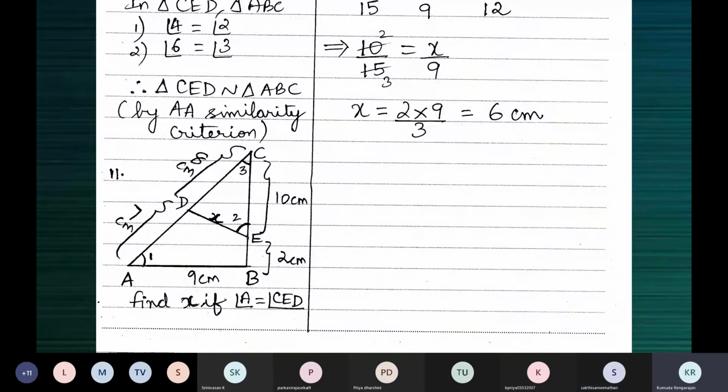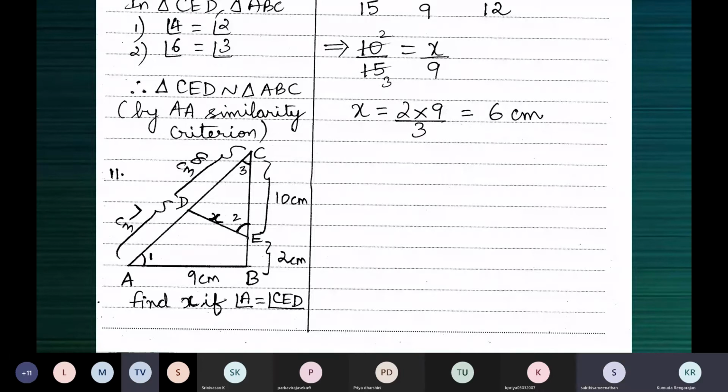What is the order? Vertex A of the big triangle goes with? E of the small triangle. Then match the known ones. A of the big triangle goes with E of the second triangle because 1 is equal to 2. Then next one. C of the big triangle goes with? C of the small triangle. And B of the big triangle goes with?